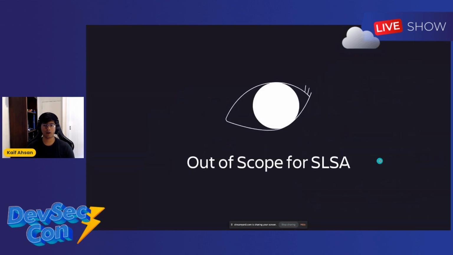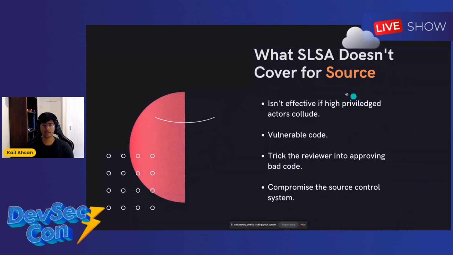So all these are great, but SLSA is not a silver bullet. There are certain things SLSA doesn't cover as well, and I'll cover a couple of things I've talked about so far, which is the source and build. So if you have things like not following the practice of least privilege, or if you have vulnerabilities in your code, SLSA can't really help with it. Similarly, if the source control itself, like Git, is compromised, again, that's not something SLSA can help you with. That's an additional thing you need to secure.